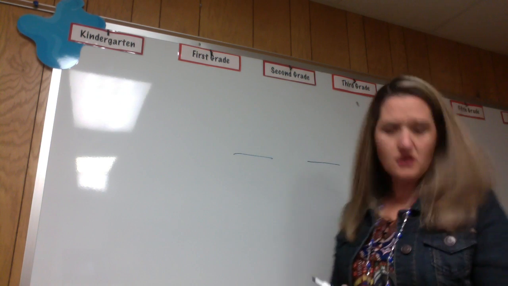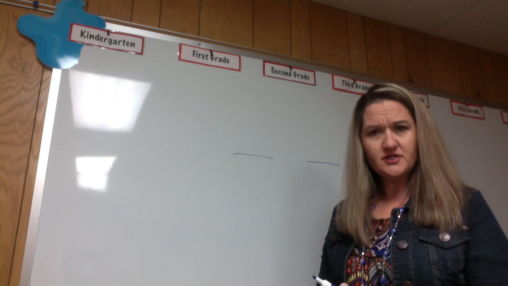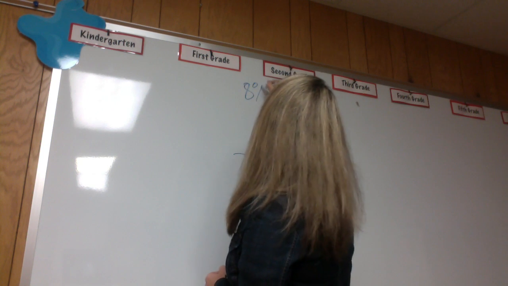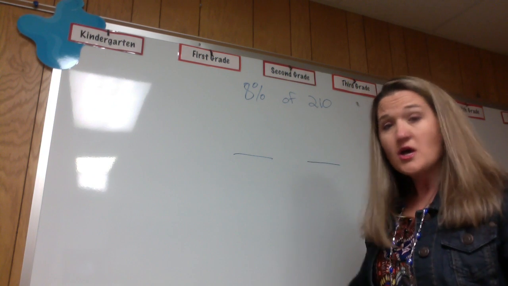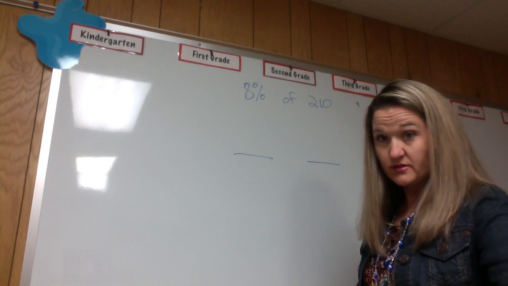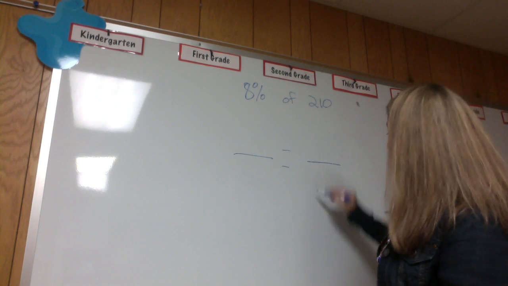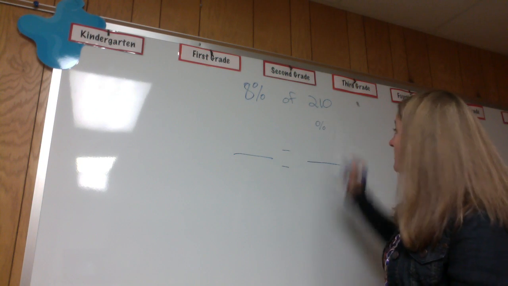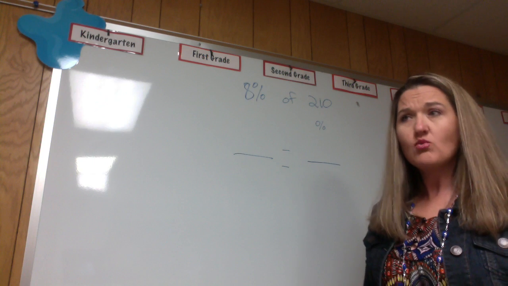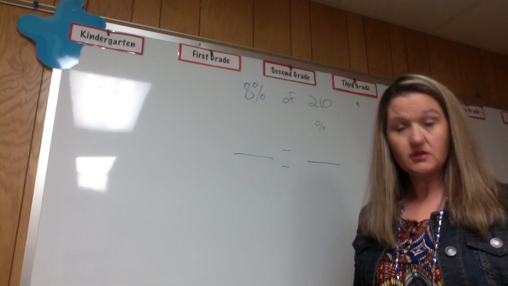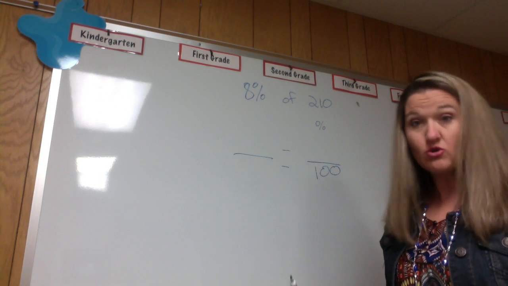Let's say we need to find 8% of 210. This is the problem. 8% of 210. So we're going to use proportions in order to solve this. This is the tricky part, is getting it set up. This section is always going to be the percent. How would we write 8% as a fraction? Well, a percent is always out of what number? 100, right? So it's going to be over 100. 8% is 8 over 100, right?